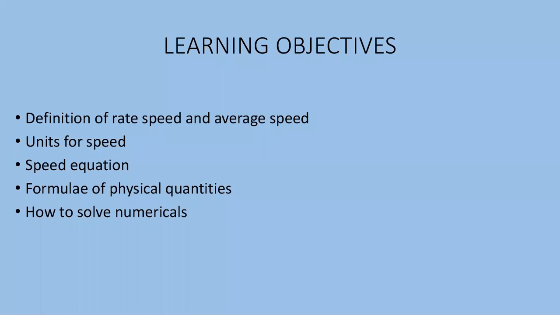The SI unit for time is second. Second is the basic unit. SI means Standard International. It is denoted by a small s. Some other units related to time are minutes, hours, days, weeks, months, years, decades, and centuries.